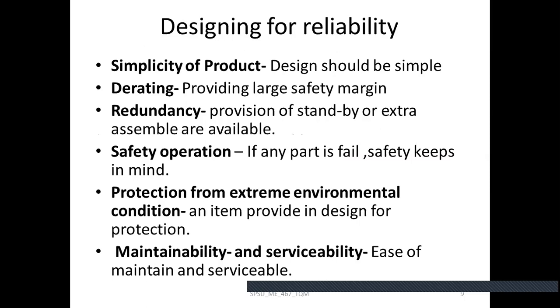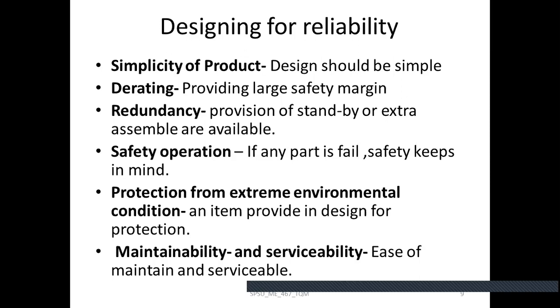These are the important factors for the designing of the product. Simplicity of the product: the design should be as simple as possible, and the error rate is directly proportional to the complexity. Second is derating, providing a large safety margin. For example, a table bears 100 to 150 kilograms of load, but actually we use 10 to 50 kilograms of load on it. So for any product we can take a factor of safety.